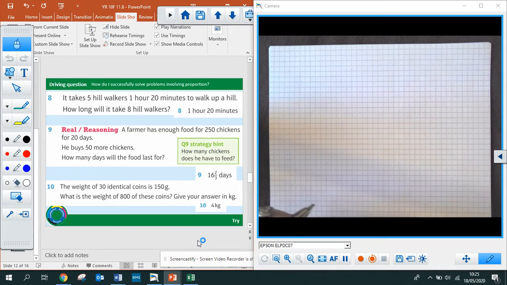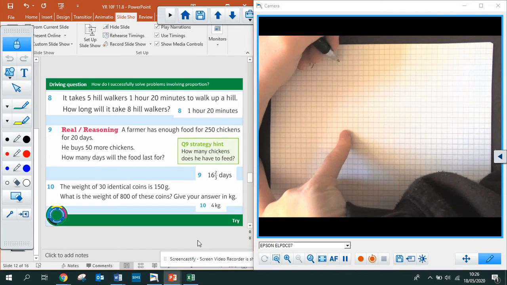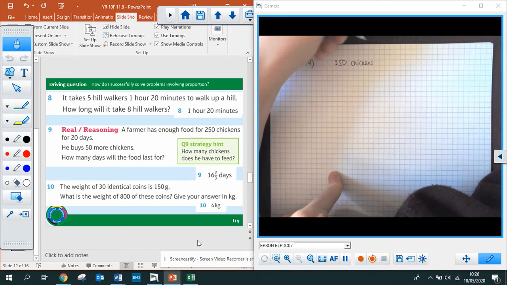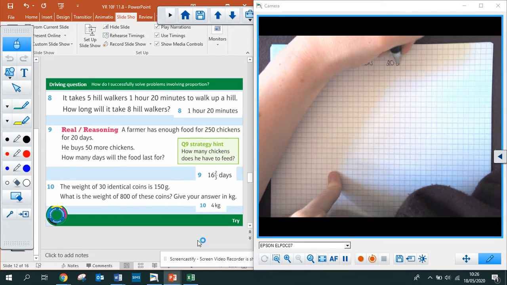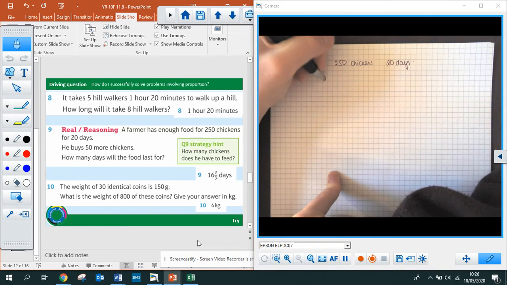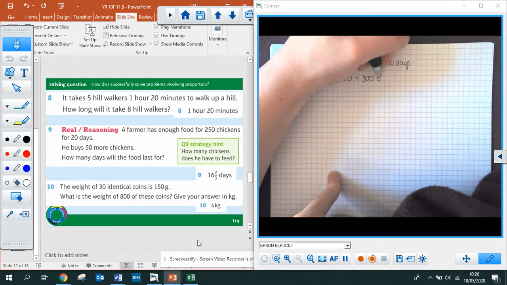Number 9 says, a farmer has enough food for 250 chickens for 20 days. He buys 50 more chickens. How many days will the food last for? And your hint said, how many chickens does he have to feed? Okay, so he has at the moment 250 chickens, and he's got enough feed for 20 days. Okay, he will have 250 plus 50 chickens, so he will have 300 chickens.